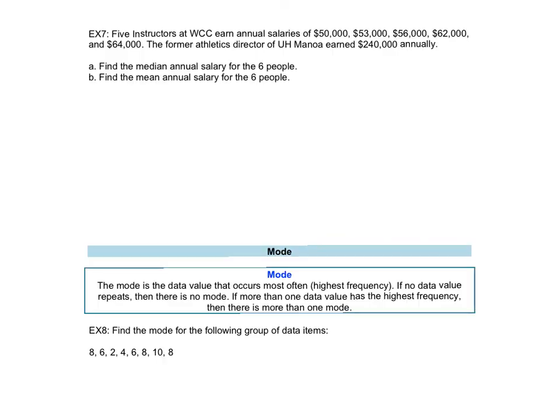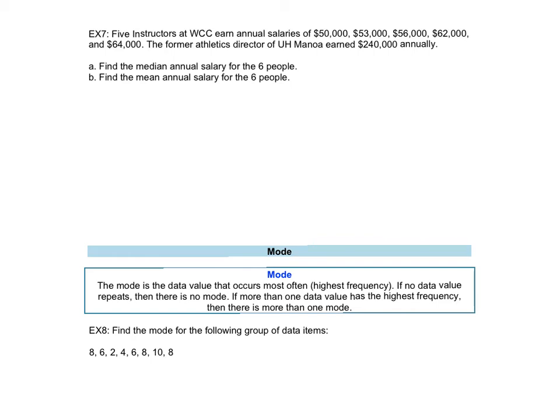So one last example of median. Example 7, there's 5 instructors at Windward Community College, and they earn annual salaries of $50,000, $53,000, $56,000, $62,000, and $64,000. So the former athletics director of UH Manoa earned $240,000 per year. Part A, we want to find the median annual salary for the 6 people.